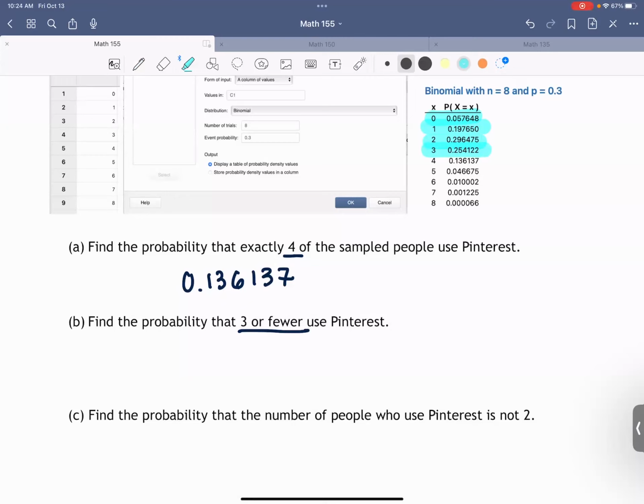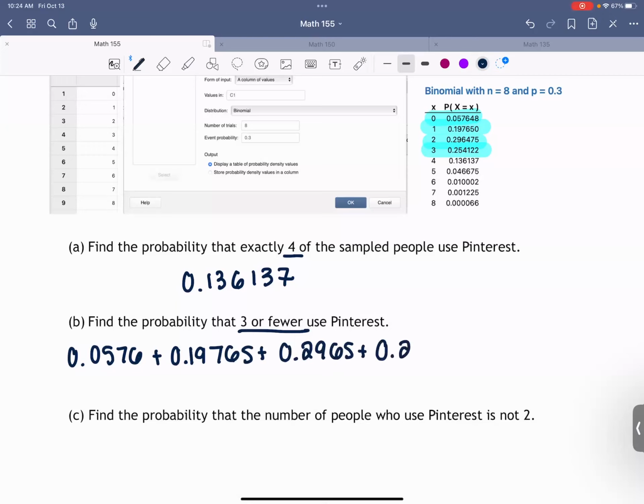So we're just going to take those probabilities and add them together, right? So let's go ahead and do that. I'm lazy, I'm going to do 4 decimal places. So we have 0.576, 0.19765, 0.2965, we have 0.8059 on my notes at least. That's pretty good. I can't do that in my head.